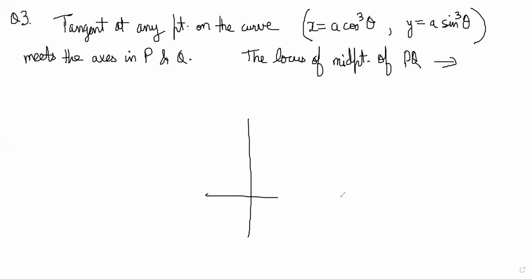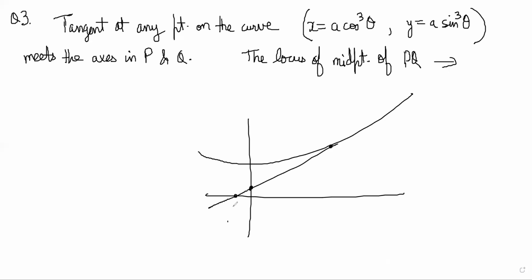So basically, if your curve is something like this, your tangent here will meet the axis at here and here, right? You will call the x-axis point P and the y-axis point Q. You have to find the locus of the midpoint of PQ. So basically, just write the tangent equation. It should be fine after that, right?